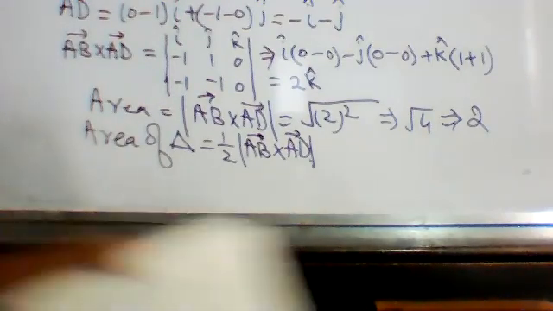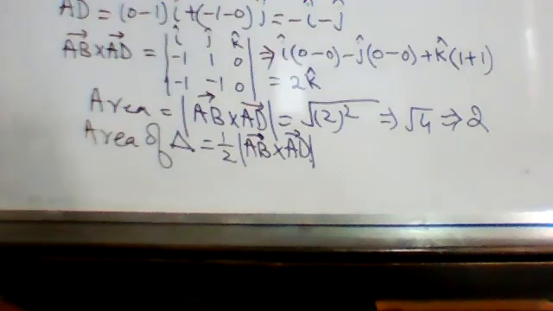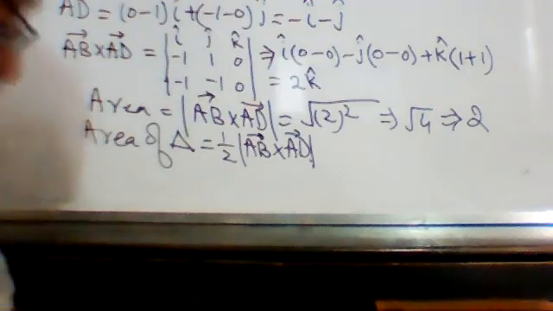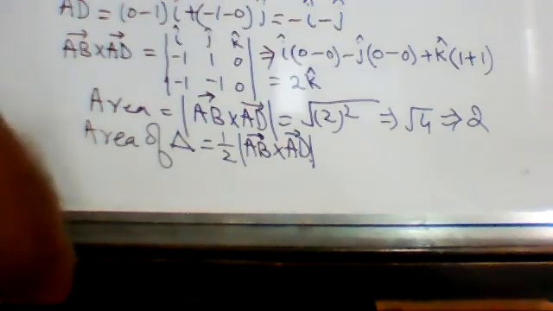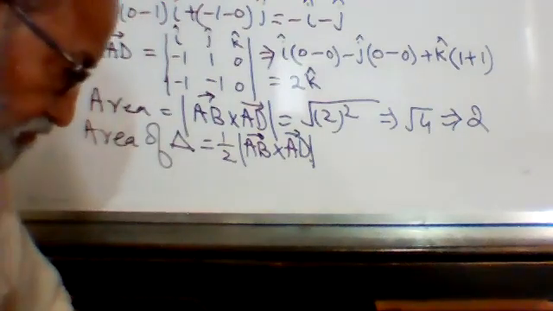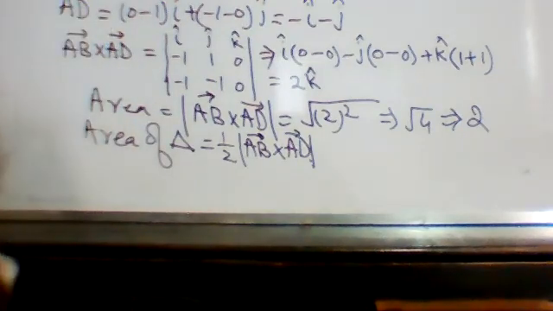Now again we come to the point we were doing: the equation of the plane. We have done the equation of the line and we have done the equation of the plane when the point and the normal vector are given.